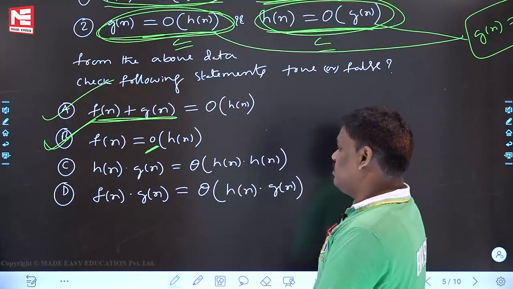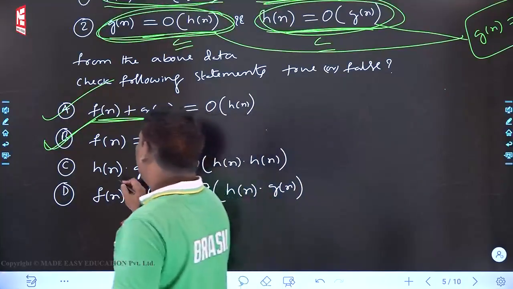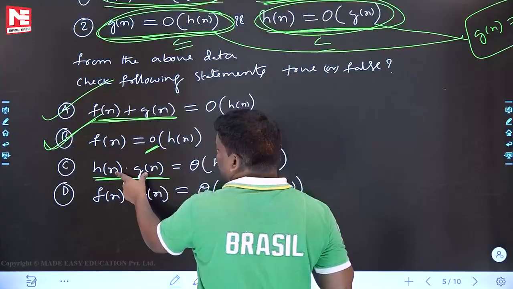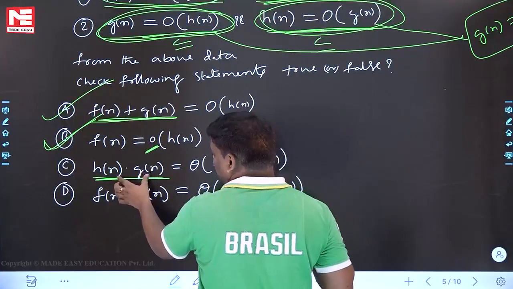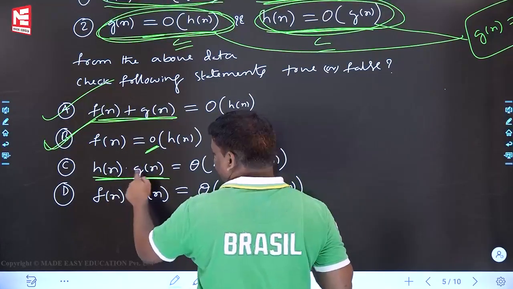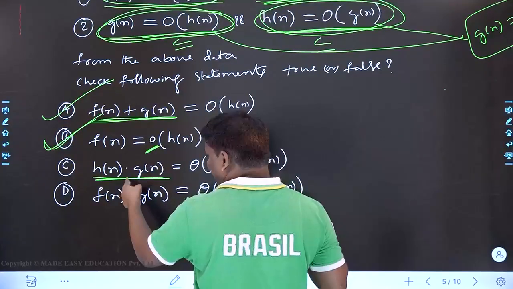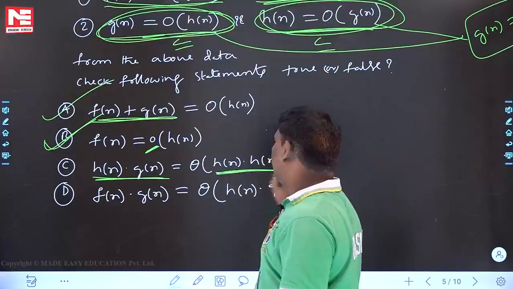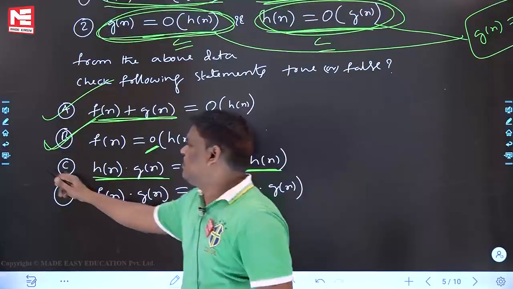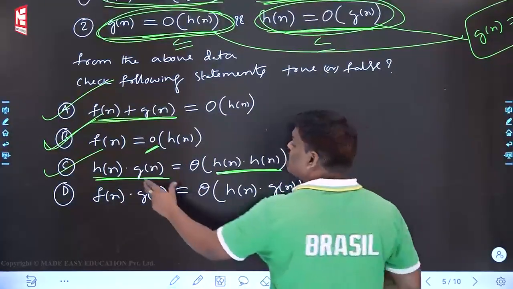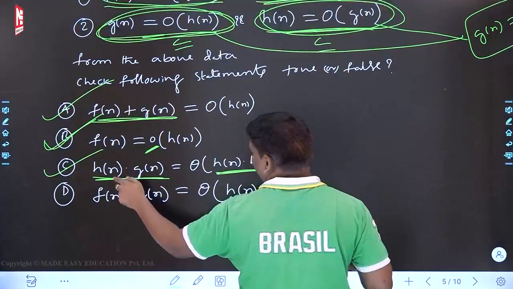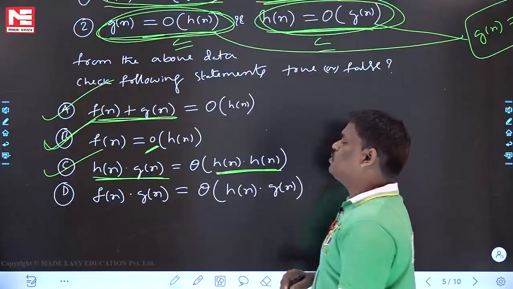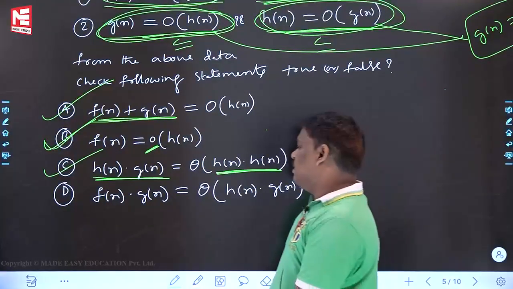Let's go to option C. See this one: h of n into g of n. Are these two smaller or greater? These two are equal, right? Greater. Two greaters are multiplied on the left hand side, and two greaters are multiplied on the right hand side. Theta definitely. Even though these two are different, both have equal value: h of n into g of n is equal to h of n into h of n. Theta is possible.